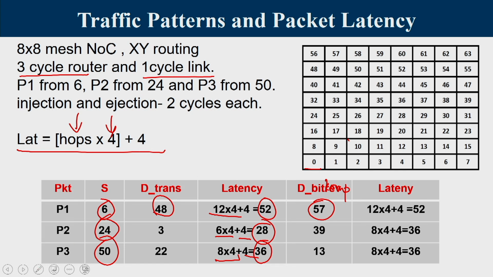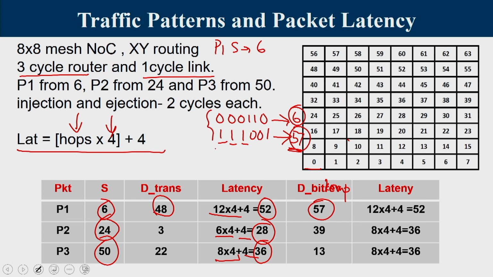In the case of bit complement, our source for packet P1 is given as 6. When you write 6, this is the binary value of 6. We complement this, so we get this as the complement, and this corresponds to 57. So, packets from 6 move to 57 when you follow the bit complement traffic pattern.